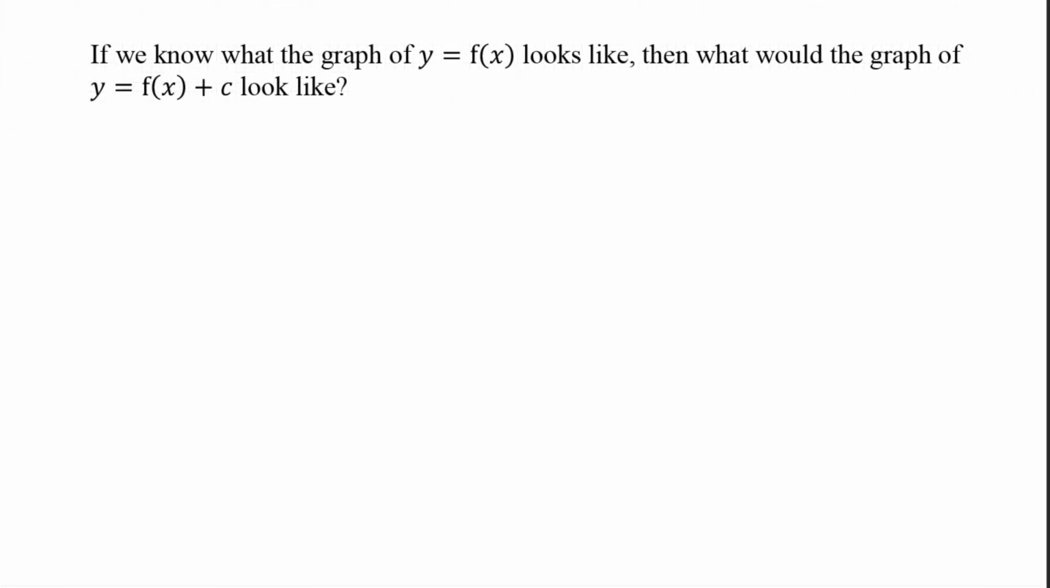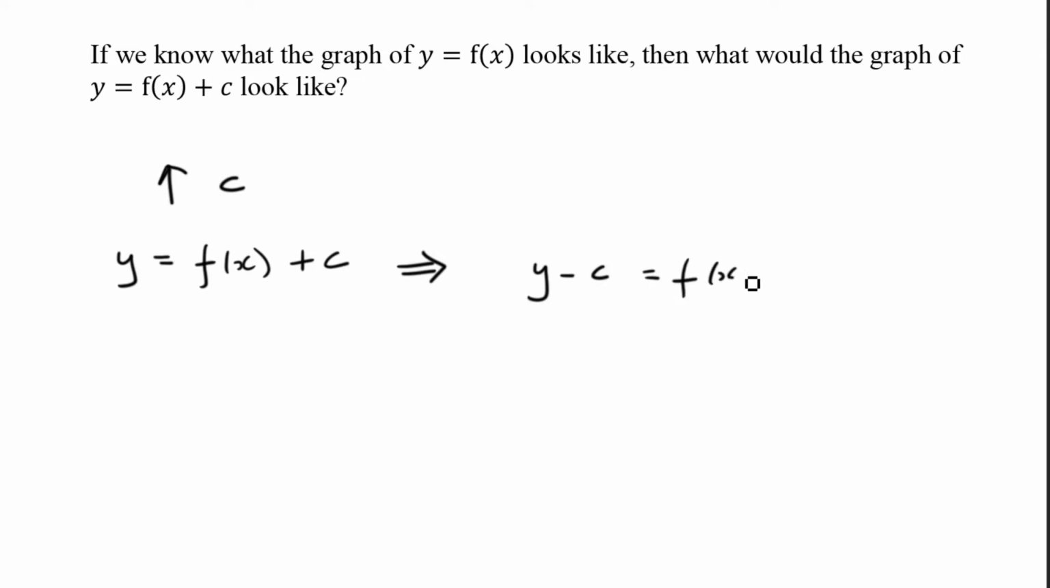Again, this suggests that we have our general rule that if we know what the graph of y equals f of x looks like, then the graph of y equals f of x plus c is the same as the original curve, but moved up c units. Now, as you will see later, it is much more convenient if instead of talking about the new curve as y equals f of x plus c, if instead we subtract a c from both sides, so that the new curve is y minus c equals f of x.